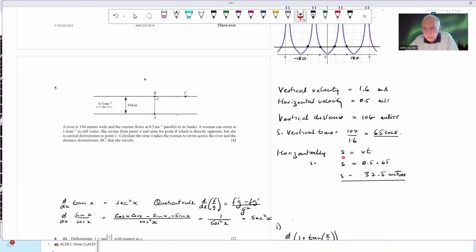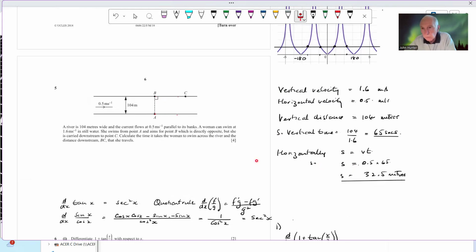So again, we're going to apply the same formula. And in this case, we want the distance. But this time, we've got the velocity that's given to us, and 65 is what we've just calculated before. So her swim time is 65 seconds. Okay, so s equals 0.5 times 65, 32.5 meters. So the distance from B to C is 32.5 meters.